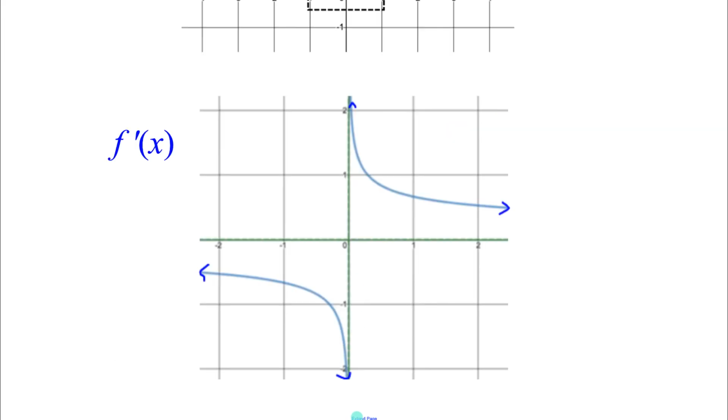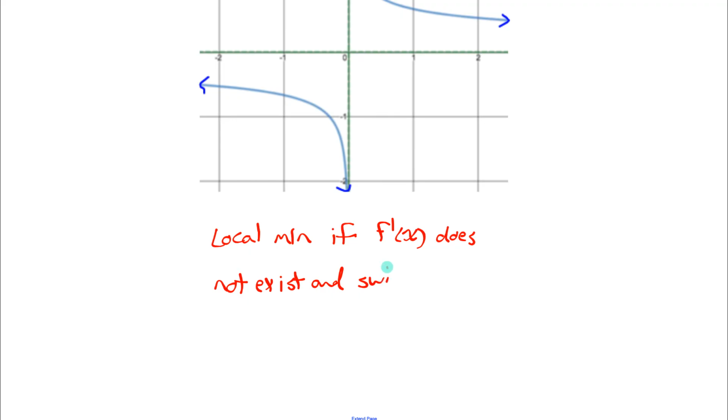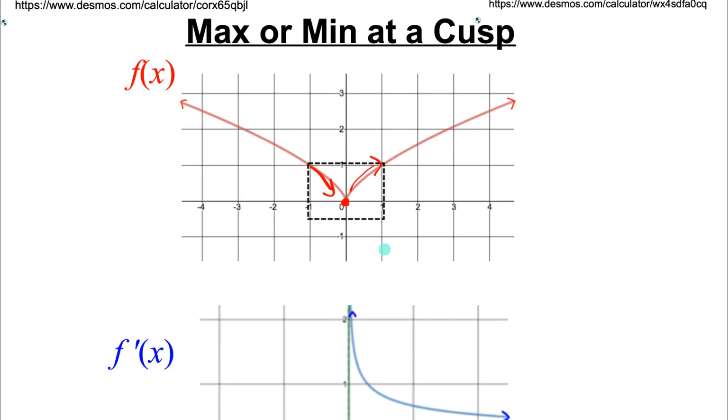So another thing that could happen, we could have a local min if f prime of x does not exist and switches from negative before to positive after. Switches from negative to positive, right? Because that means it went from decreasing to increasing. Oh, and I know it's not in your lesson, but I just wanted to show you an example of how an undefined slope could not be a cusp, how it could not be a local max or a min.